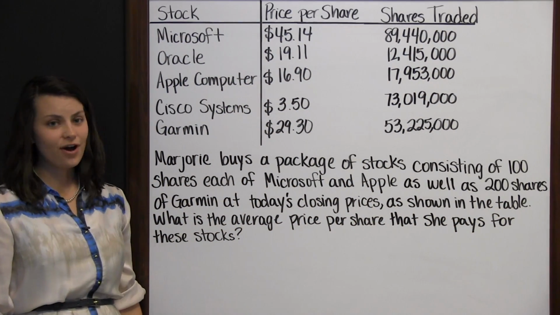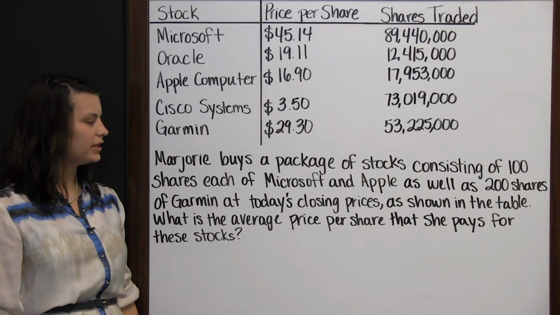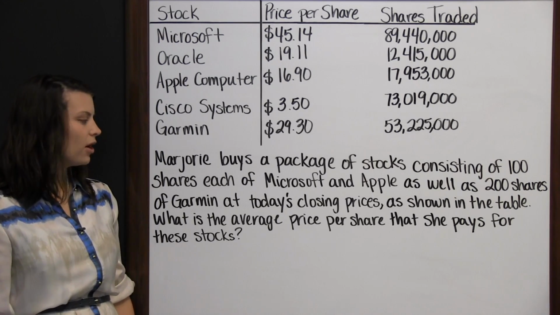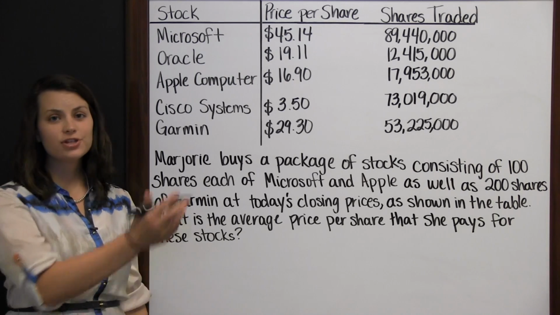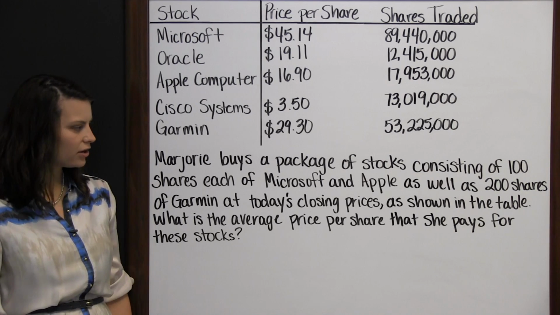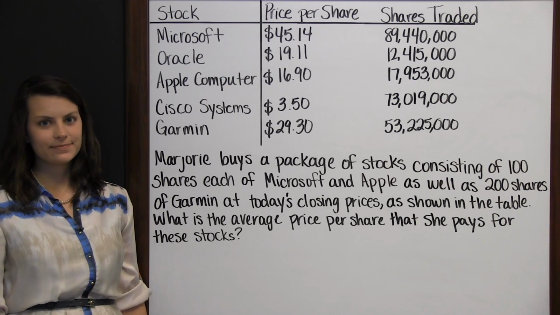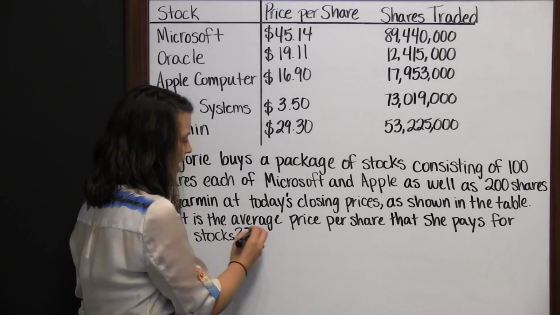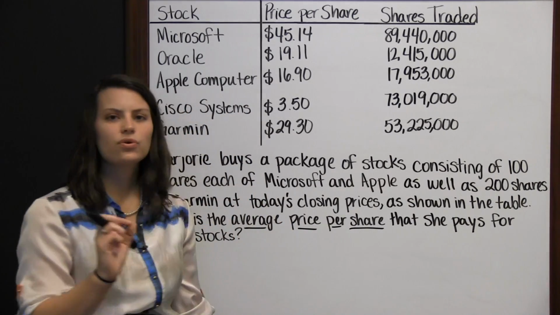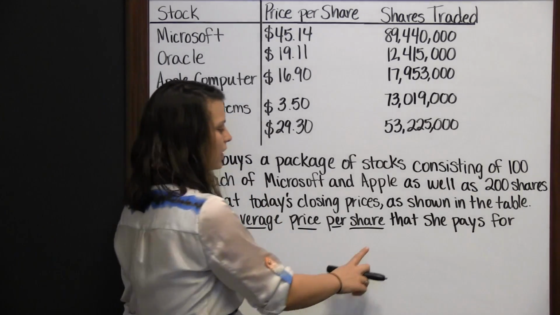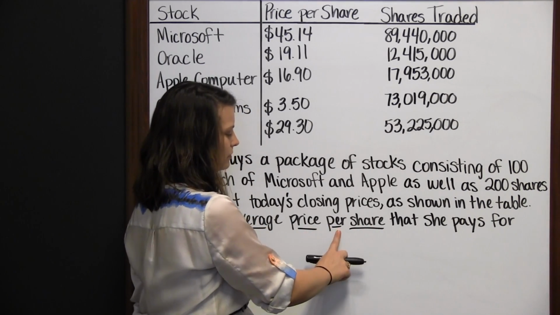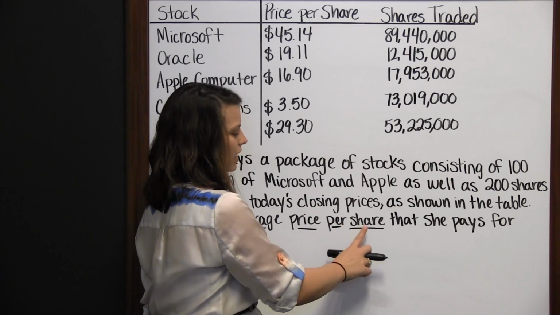Marjorie buys a package of stocks consisting of 100 shares each of Microsoft and Apple, as well as 200 shares of Garmin at today's closing prices as shown in the table. What is the average price per share that she pays for these stocks? To find this average price per share, first I need to find the total price. Then I have to find the total shares and divide, because this is a ratio, price per share. Price divided by shares.